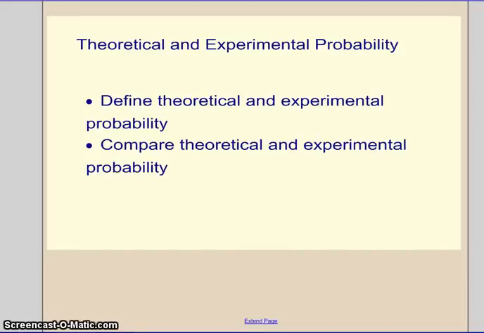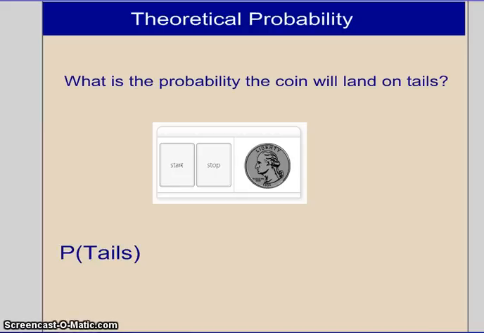Today we're talking about theoretical and experimental probability. So let's talk about what they mean, theoretical and experimental probability. Let's look at an example to start with.